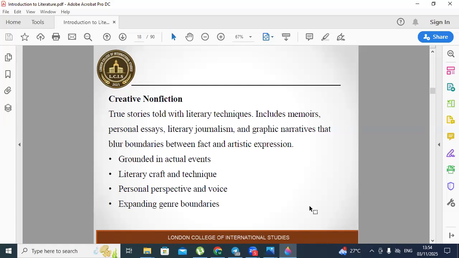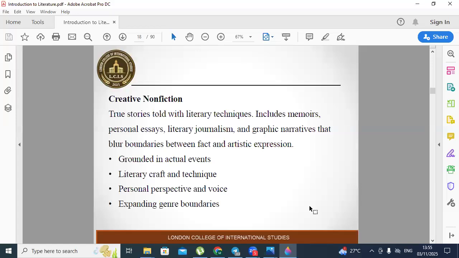Literary craft and technique. However, creative nonfiction uses literary techniques, scene construction, dialogue, sensory detail, metaphor, and narrative to make factual material engaging and meaningful. The creative designation doesn't suggest invention of facts, but rather artful arrangement and presentation of true material.